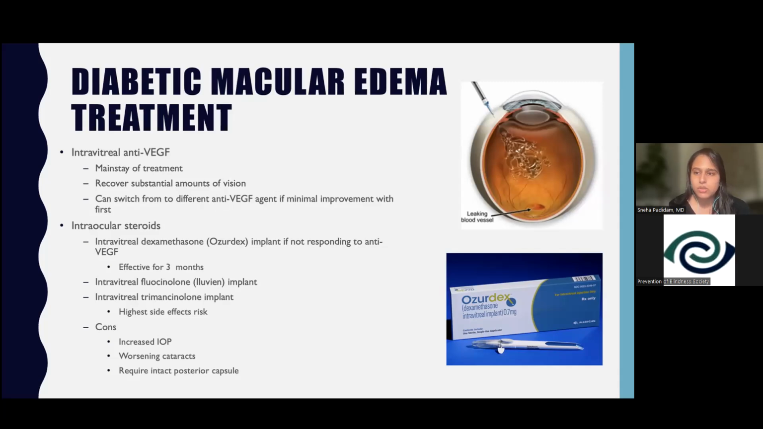And we can also supplement with injections of steroid medication into the eye. You can see one option here, Ozurdex. And that Ozurdex is effective for 3 months, intravitreal dexamethasone. The reason that oftentimes we don't start with steroids right away, usually it's a combination, is because steroids can cause the eye pressure to go up and it could also worsen cataracts.